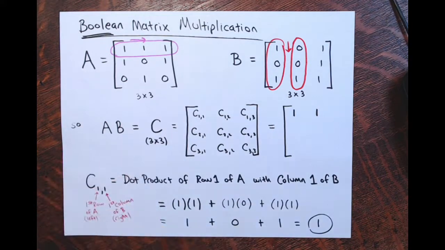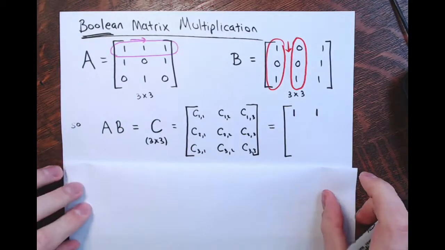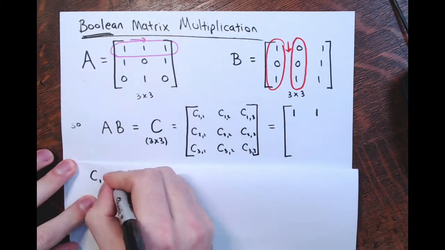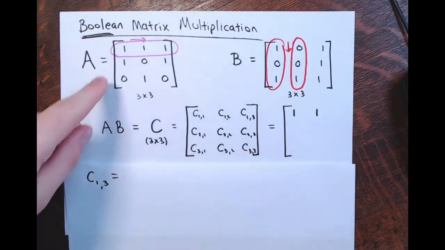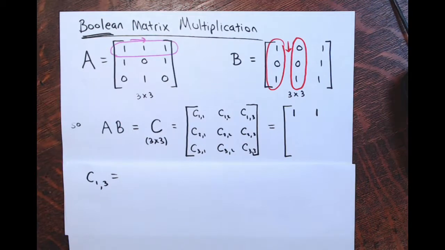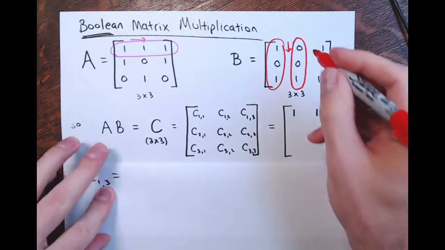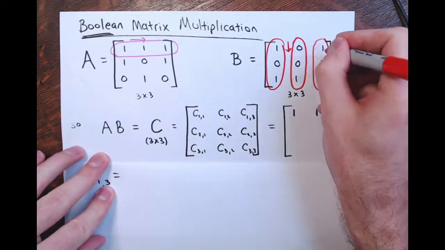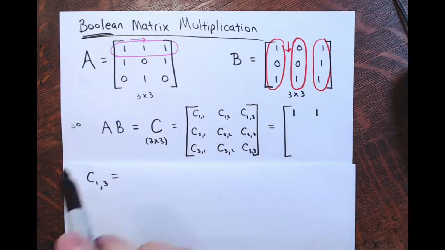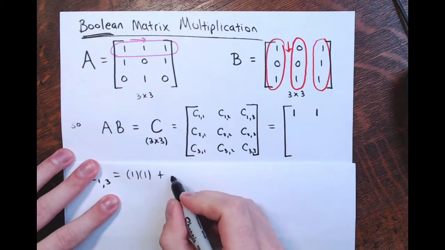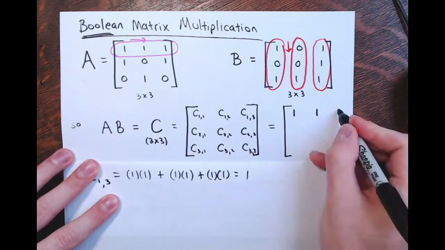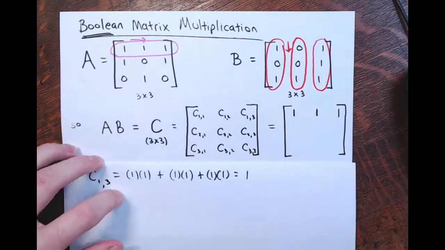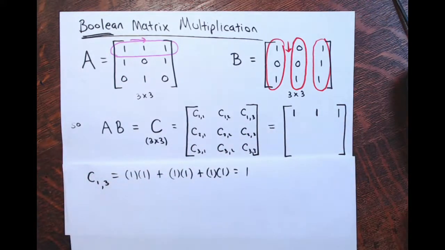Okay, and let's do the first row, third column entry. So C13. What's the first row, third column entry? Now I'm looking at the first row of the left matrix A, 1, 1, 1. And the third column of the right matrix, 1, 1, 1 again. So we get 1 times 1 plus 1 times 1 plus 1 times 1. I mean, this is just 1, when we're doing Boolean arithmetic. All right, so the first row of the product is all 1s.